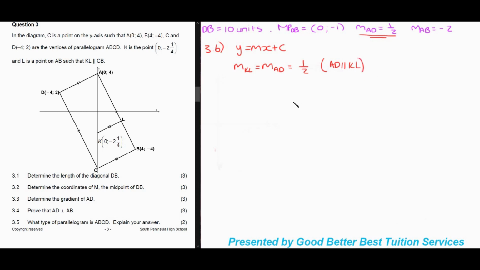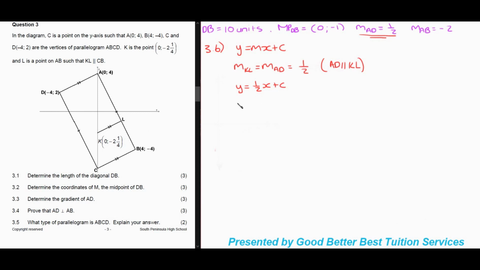So now that we have that information, if we rewrite our equation, it's y is equal to half x plus c. Our c value is the y-intercept of the line. If we look here, remember the line starts on the y-axis, and that is the point K. They actually give us the coordinates for point K: obviously it's (0; -2 1/4) because it's on the y-axis. So we are given the y-intercept of the line KL.